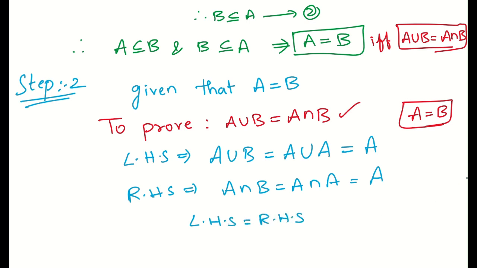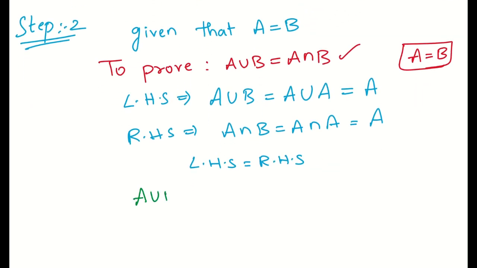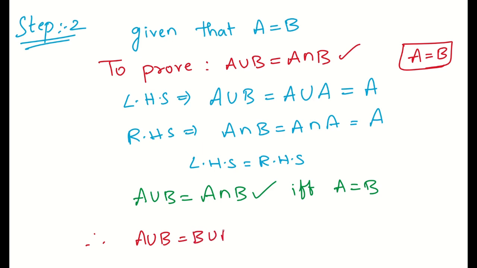We got it. What is there in the left hand side? A union B is nothing but A intersection B. So this is true if and only if A must be equal to B. So finally, what can I conclude? We can conclude that A union B is equal to A intersection B if and only if A must be equal to B. This is the statement we needed to prove.